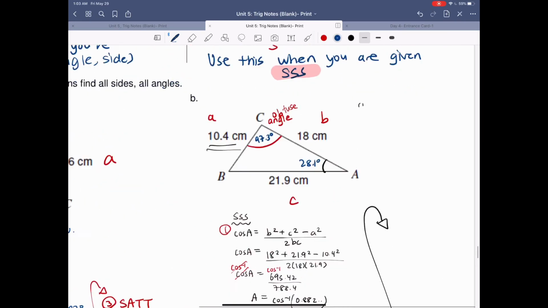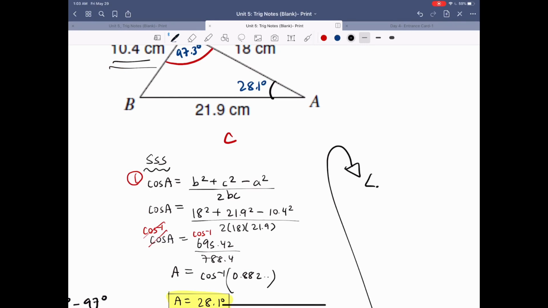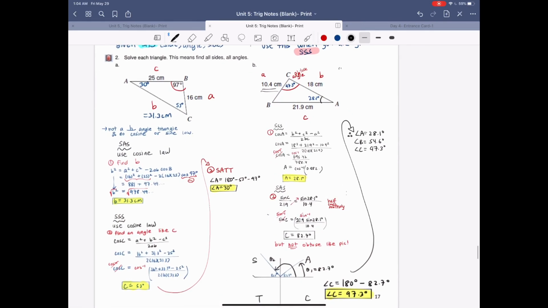And I get the following three angles. So angle A is equal to 28.1 degrees. Angle B is 54.6 degrees. Angle C is 97.3 degrees. As my final answers, like so.